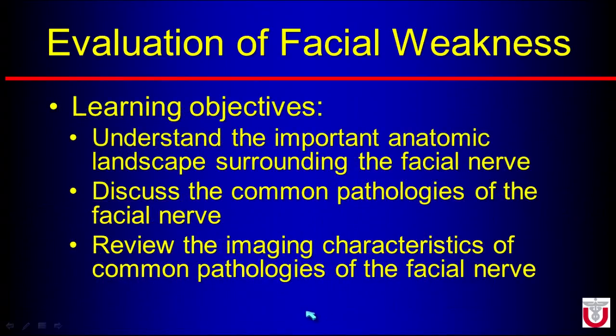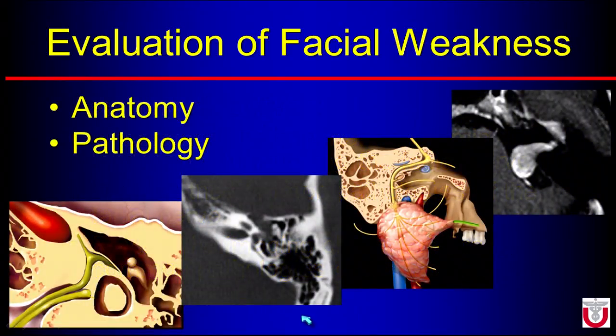So we're going to look at the anatomy of the 7th nerve, and we'll do everything from centrally going out to the periphery. And then we'll look at some of the pathology and the imaging, and we'll look at the important imaging characteristics and how we can differentiate these pathologies that happen along the facial nerve itself.